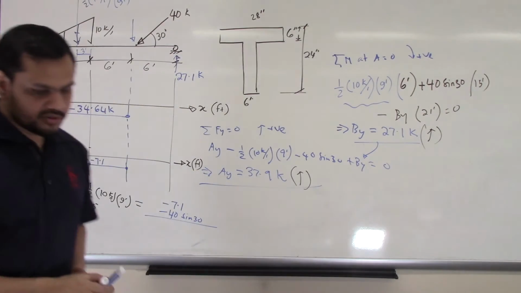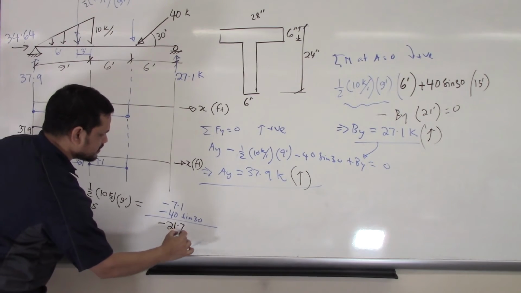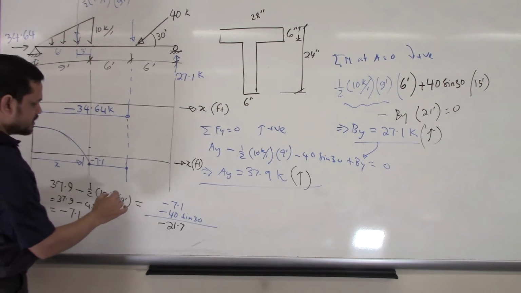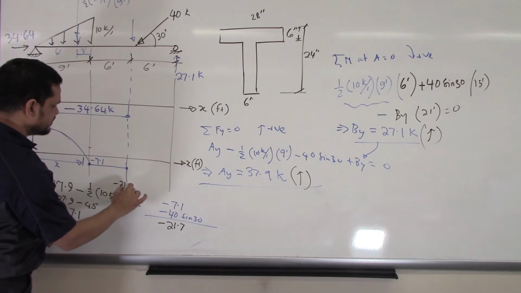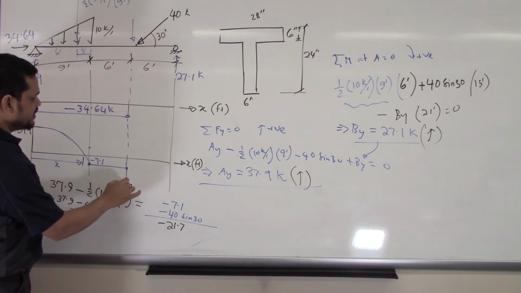And we calculated 27.1. So 27.1. Why? 40 sine 30 is 20. So we got 21.7. And we are going down.